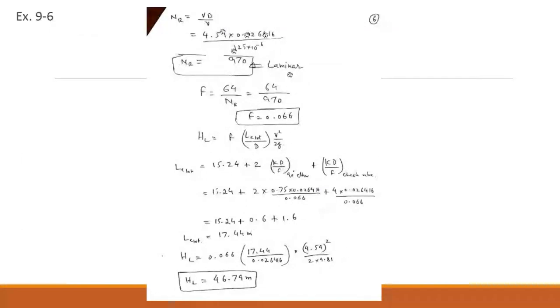You get Nr equal to 970, which is laminar, of course, which makes our life easy because the formula is very simple: 64 over the Reynolds number. We put the value in, and we get the friction factor, which is very, very small. So now we're going to get the equivalent length and then find the head loss.